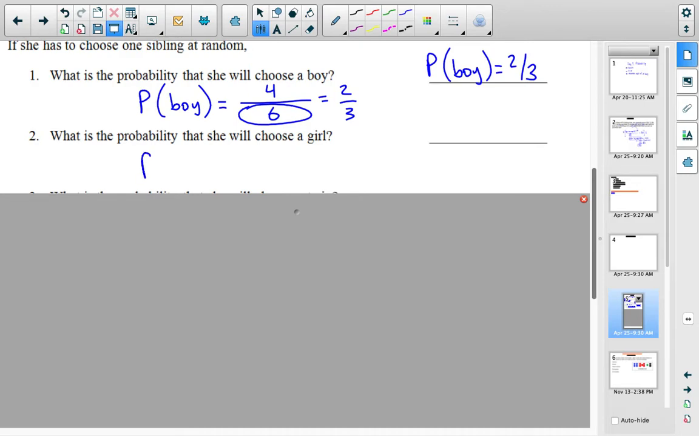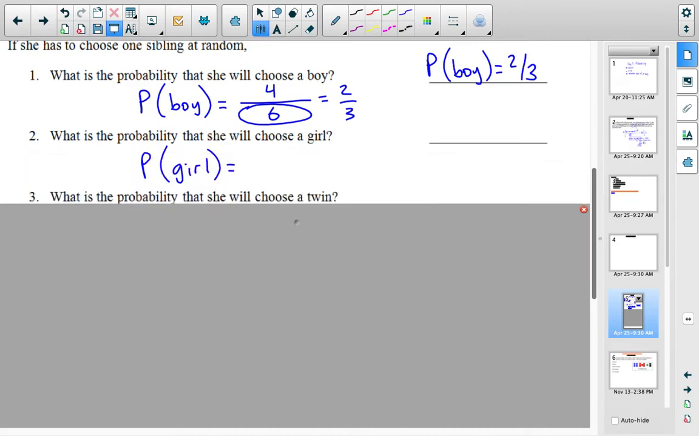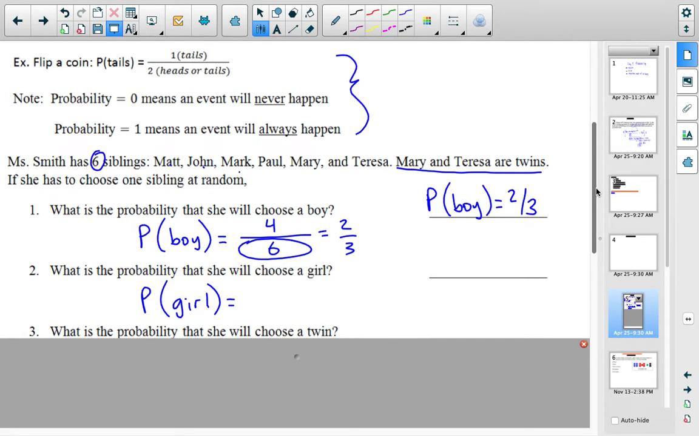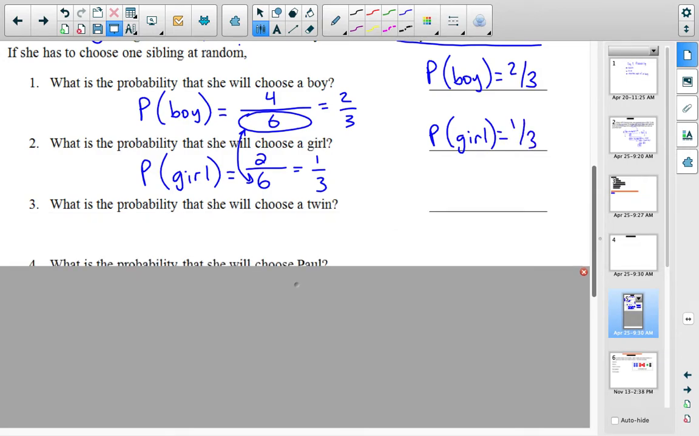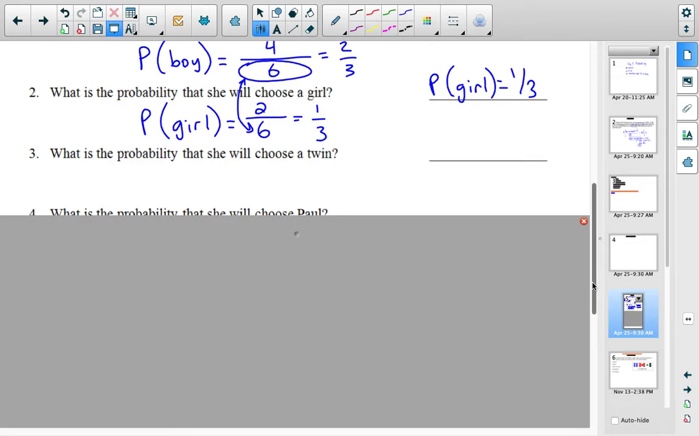Okay. What is the probability that she'll choose a girl? So the probability of a girl. Well, you saw up here that we've got Mary and Teresa. They're the only girls. So there's 2 girls out of a total of 6 siblings again. Notice my denominator didn't change. And that's 1/3. So the probability that she'll choose a girl at random is 1/3. What's the probability that she will choose a twin? Well, how many twins are there?